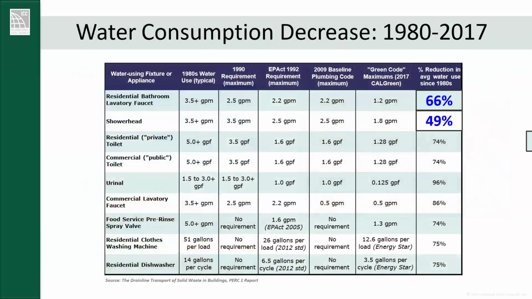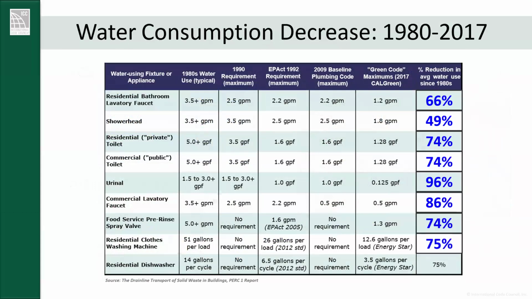So this table was borrowed from the Drainline Transport of Solid Waste in Buildings study. It's a report by John Keller and Pete DeMarco, where they studied water consumption, and you can see there the drastic changes that have occurred between 1980 and 2017. The most, you could see the urinals there, 96% reduction, from 1.5 gallons per flush to 1/8 of a gallon.